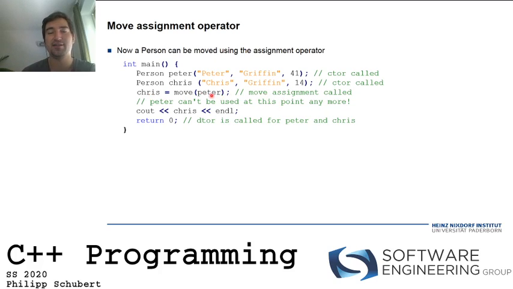And we moved now from Peter's data. That also means after this statement, after we moved from Peter, we can't use Peter anymore at this point, because if you would use it, it would lead to undefined behavior. So please don't. And then, of course, we can print Chris to the output stream, and we would see that Peter Griffin 41 is printed, because we moved from Peter here. All right.